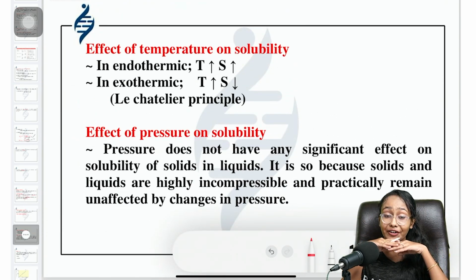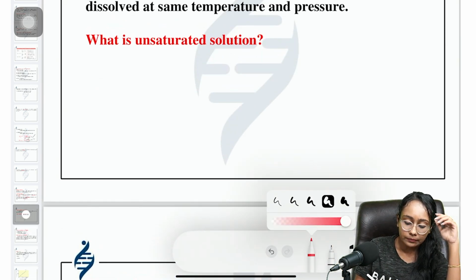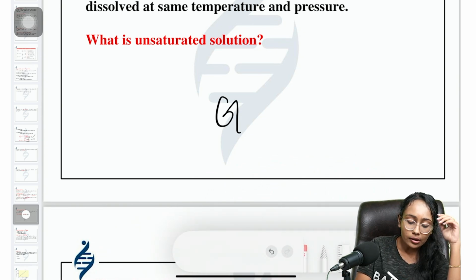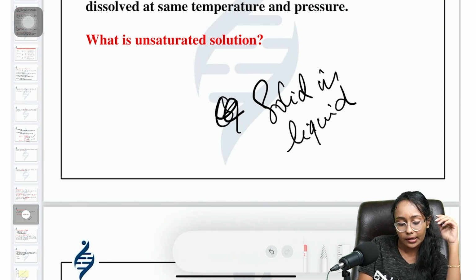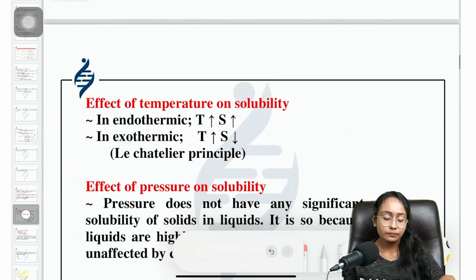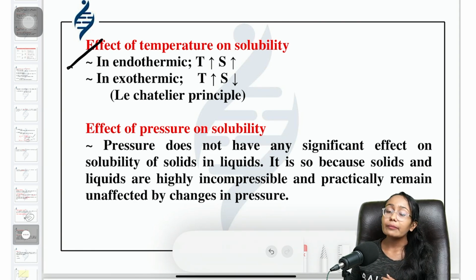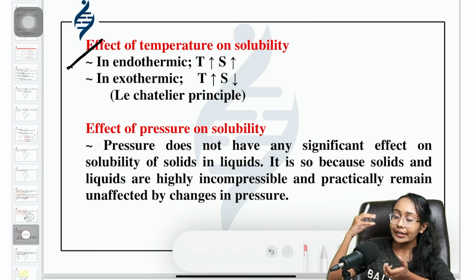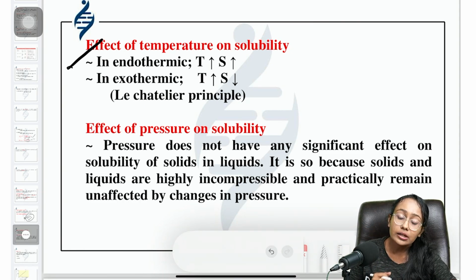Next is the effect of temperature and pressure on solubility. In these cases, we are learning about the solid in liquid case. How the solubility is related to temperature and pressure is what we are going to look at now. Effect of temperature on solubility in the case of solid in liquid. When solid is a solute and liquid is a solvent, in such a case, the effect of temperature on solubility.